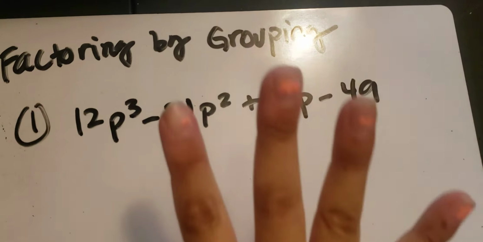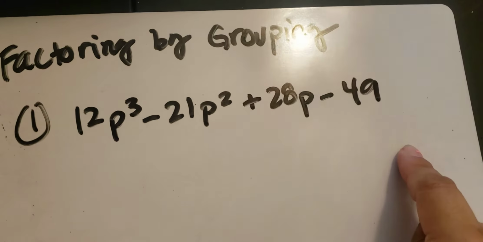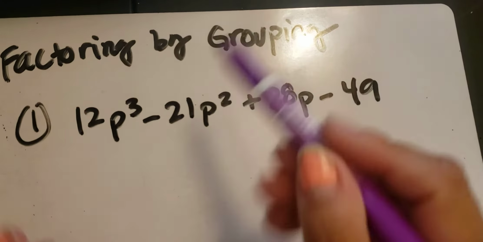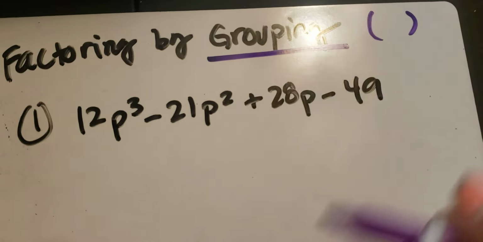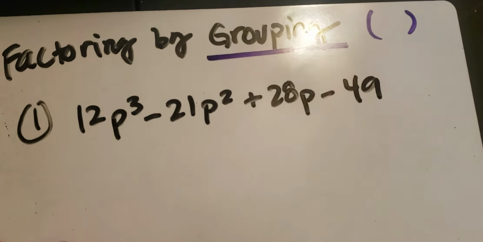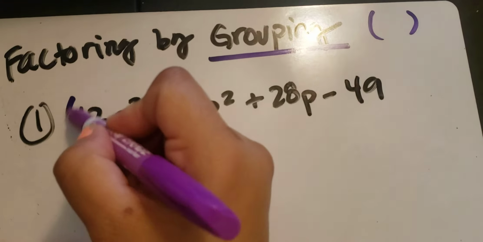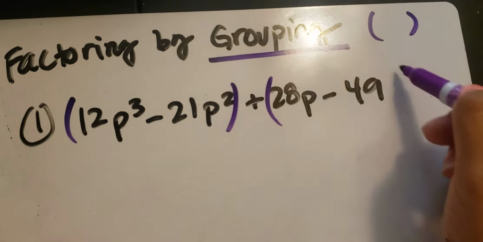It's when it has 4 terms, okay? It has to have 4 terms. So when you think of this word, think of parentheses, grouping symbols. So what you're going to do is actually do that. You're going to group them. You're going to group them in groups of 2.